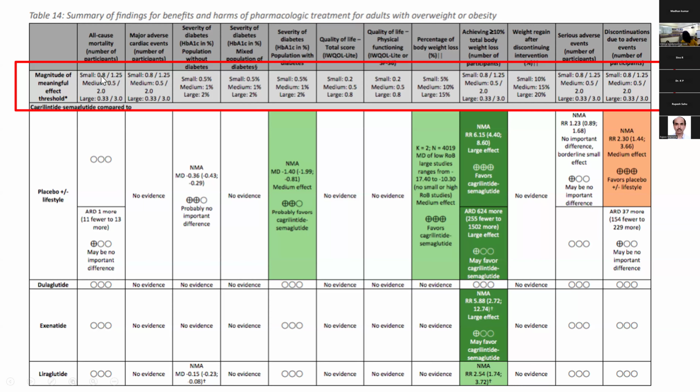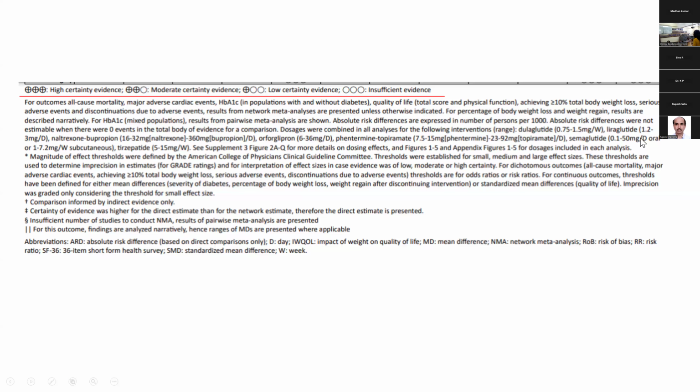Similarly, now I am specifically going to look at, okay, so this is the legend. Three crosses are high certainty. So certainty again we rank using GRADE. Three crosses are high certainty, moderate certainty is two, low certainty is one, and if there is insufficient evidence, it is not given at all.